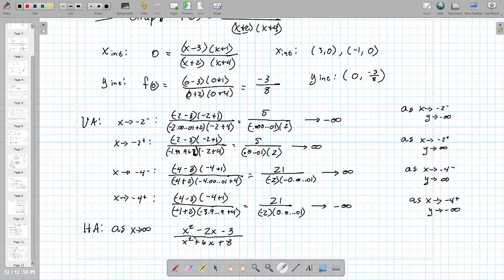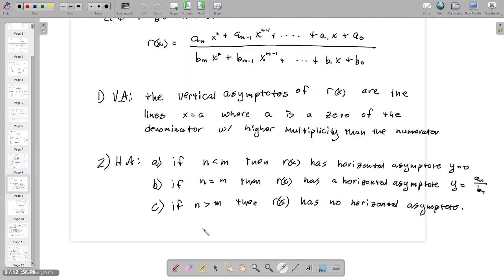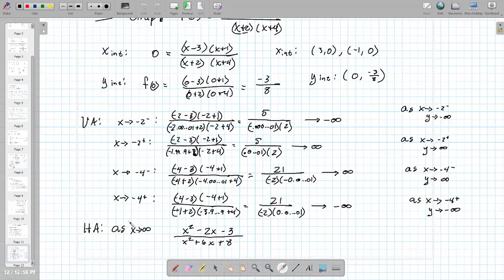Now we look at our degrees. We have an equal degree. So we're going to have a horizontal asymptote of the leading coefficient of the numerator divided by the leading coefficient of the denominator. We go back here, we see that our leading coefficient is 1 in the numerator and 1 in the denominator. So we have y going towards 1 as x goes to infinity, and as x goes to negative infinity, y is also going to 1. Whenever you have a rational function like this, you're not going to have two horizontal asymptotes. You'll always only have 1 or 0.